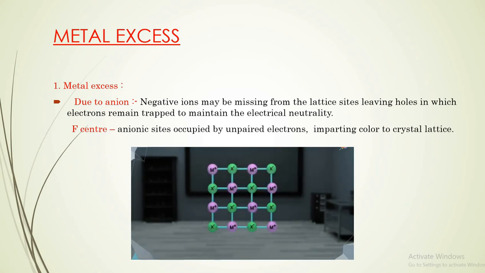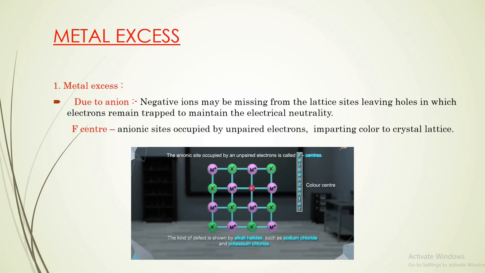In an ionic solid, an anion may be missing from its lattice site, leaving a hole which is occupied by an electron to maintain the electrical neutrality. The anionic site occupied by an unpaired electron is called F center, where F stands for Farbenzentrum, which is a German word for color center. F centers are responsible for the color of the compound.